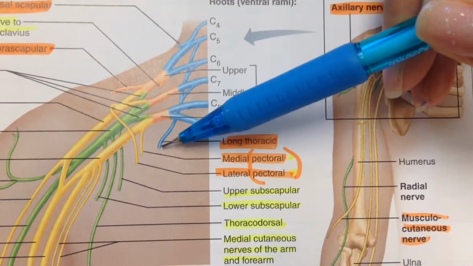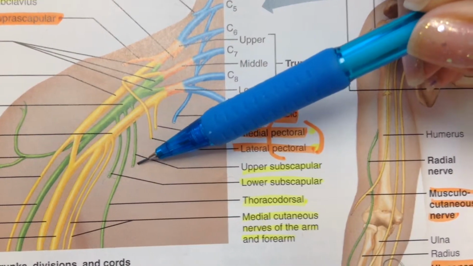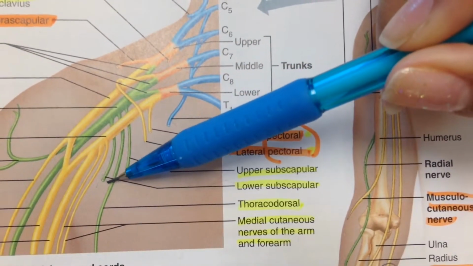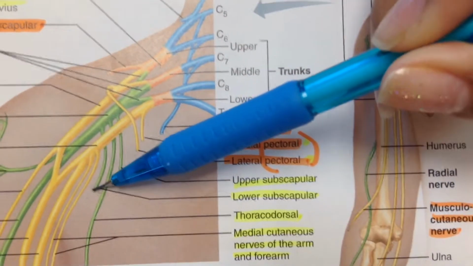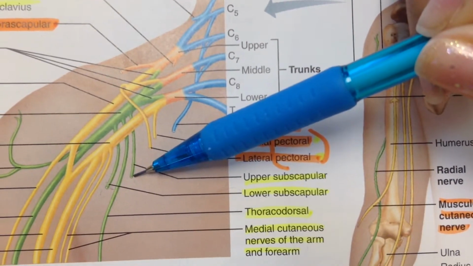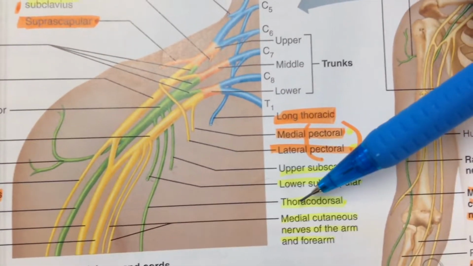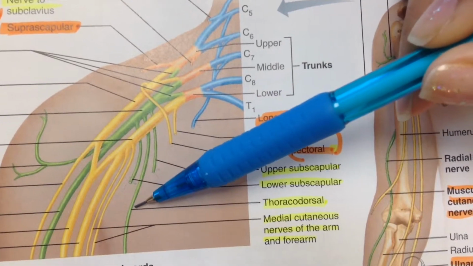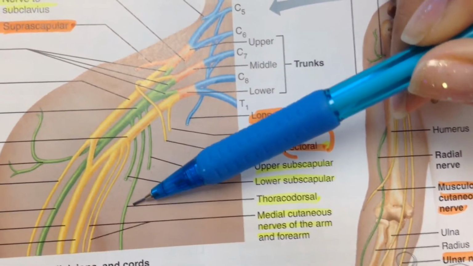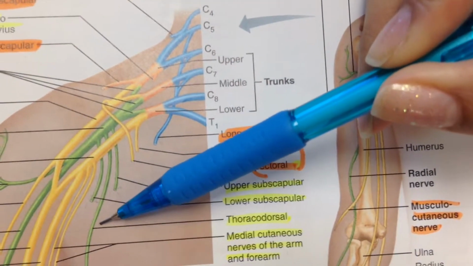The next one is subscapular. Teres major and subscapularis are the motor structures served. The next brachial plexus nerve is thoracodorsal. Motor structure served, the latissimus dorsi.